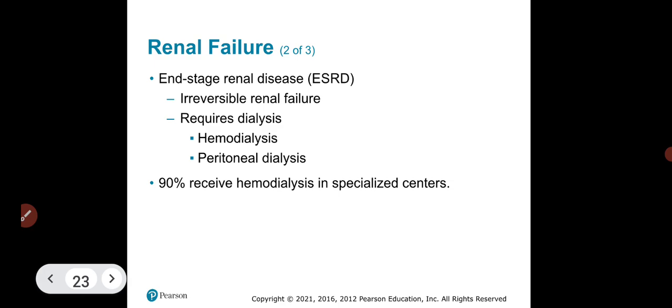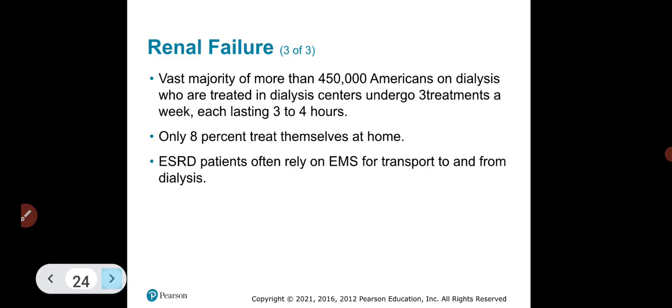End-stage renal disease, ESRD, irreversible renal failure, requires dialysis, hemodialysis, and peritoneal dialysis. 90% receive hemodialysis in specialized centers. The vast majority of more than 450,000 Americans on dialysis who are treated in dialysis centers undergo 3 treatments a week, each lasting 3 to 4 hours. Only 8% treat themselves at home. ESRD patients often rely on EMS for transport to and from dialysis.